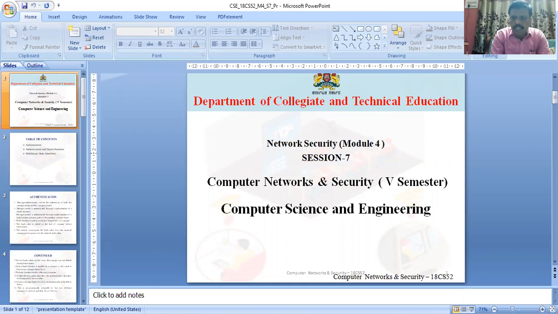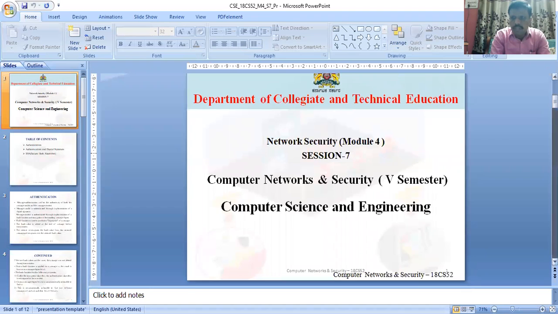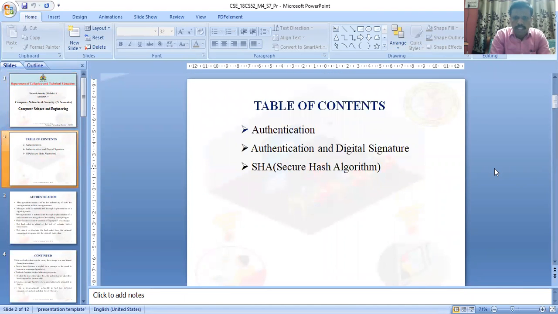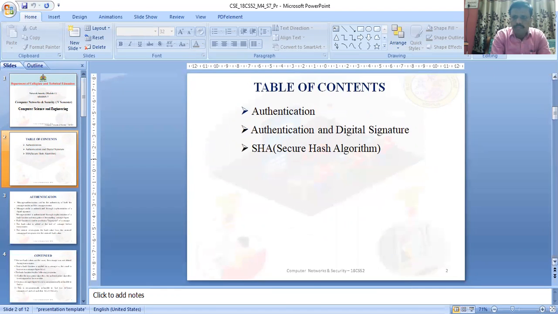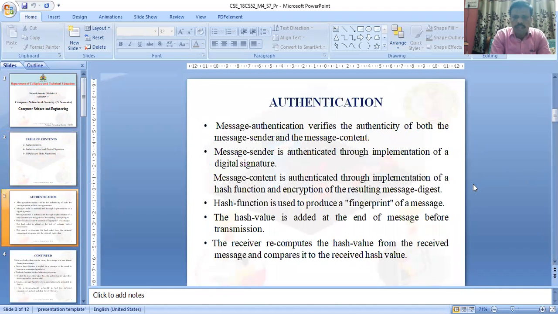In today's class, we're going to discuss authentication, authentication and digital signature, and the secure hash algorithm. So what is message authentication? Message authentication verifies the authenticity of both the message sender and the message content.